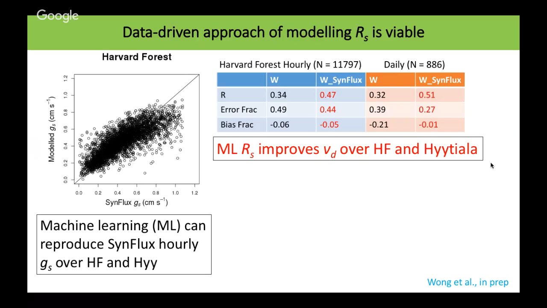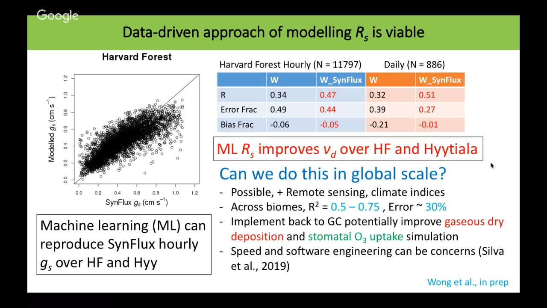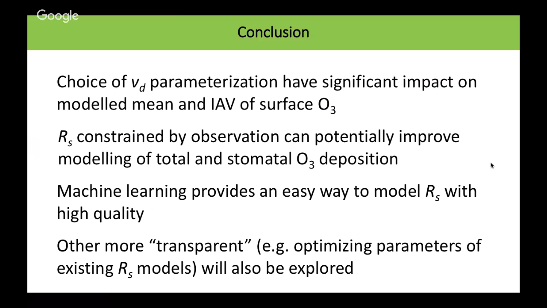But can we do that on a global scale? This is possible, but with some extra remote sensing and climate indices, and across different biomes, the performance is pretty good. The error is on the order of 30%, and the R squared is 0.5 to 0.75, which is pretty good in terms of global data. And implemented back into GEOS-Chem, it potentially improves both gaseous dry deposition and stomatal ozone uptake simulation, which are both very important processes. But the speed and software engineering overhead can be quite a concern, as Sam has stated in his recent paper on deep learning of dry deposition. So I'll leave my conclusion here and take questions.